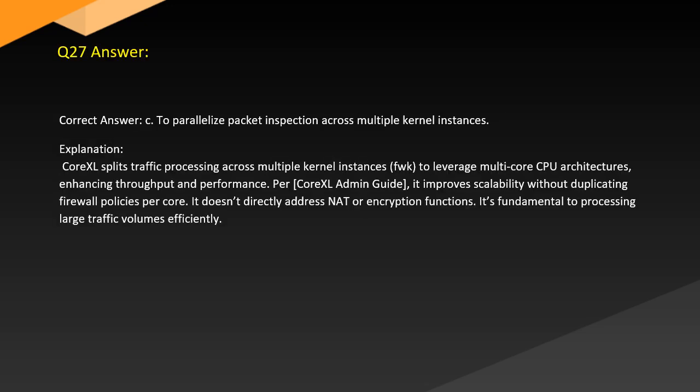Answer. Correct answer: C. To parallelize packet inspection across multiple kernel instances. Explanation. CoreXL splits traffic processing across multiple kernel instances to leverage multi-CPU architectures, enhancing throughput and performance. Per the CoreXL admin guide, it improves scalability without duplicating firewall policies per core. It doesn't directly address NAT or encryption functions. It's fundamental to processing large volumes efficiently.